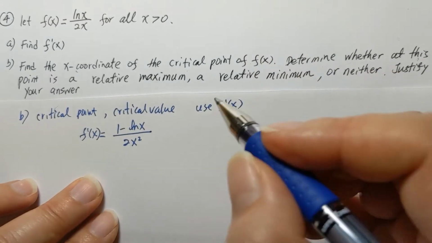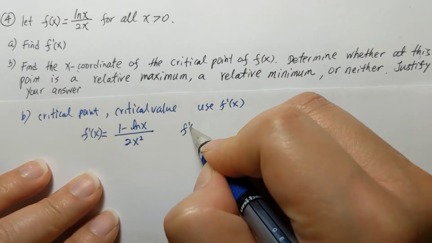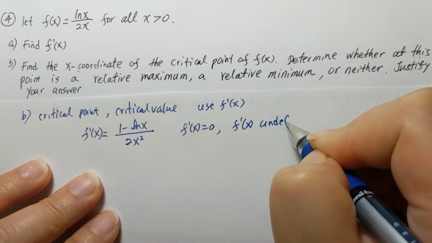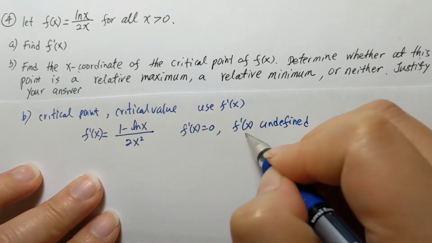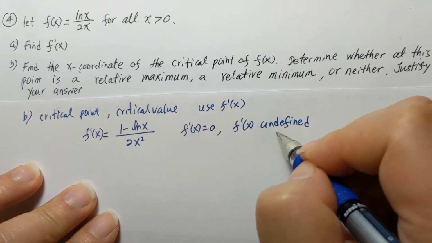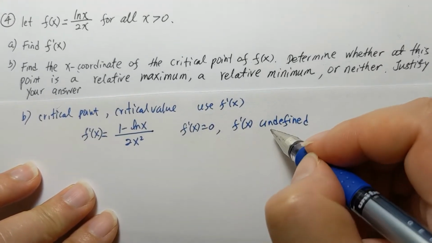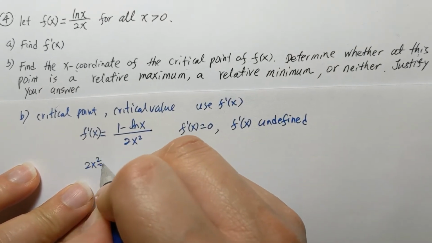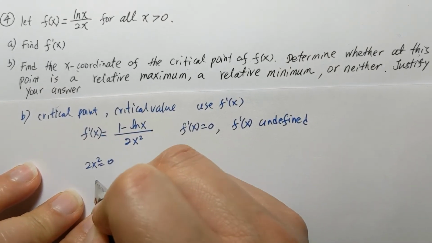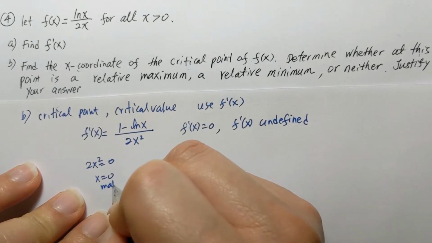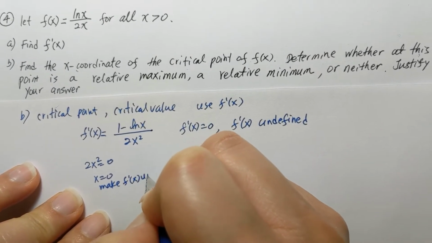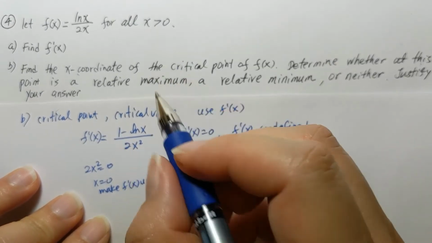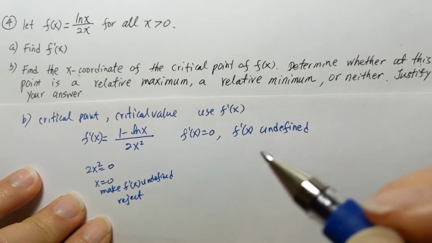We get a fraction, so we have to make f prime of x equal 0 or f prime of x undefined. So one more time, if you have a fraction, you always have to think about this part. Let's take a look at this part first, because sometimes it's much easier to do. Now we got 2x squared equals 0, and then you divide by 2, and you get x equals 0. That makes f prime of x undefined. But our domain is x greater than 0, so therefore we reject.